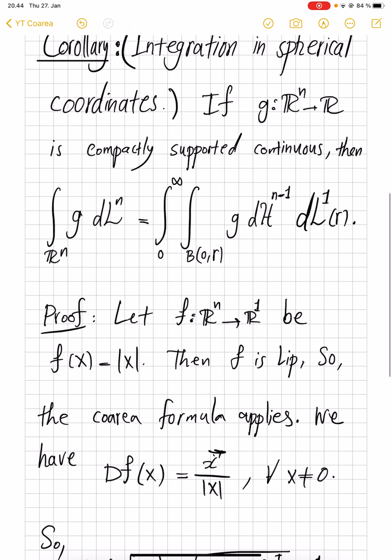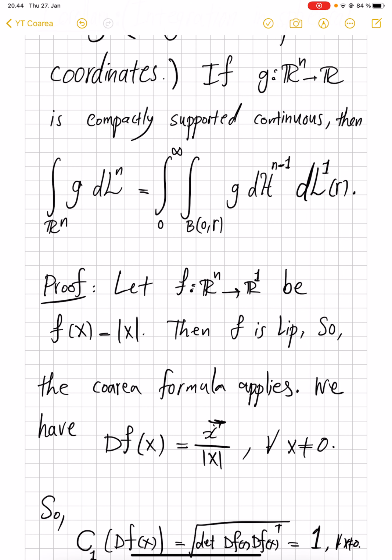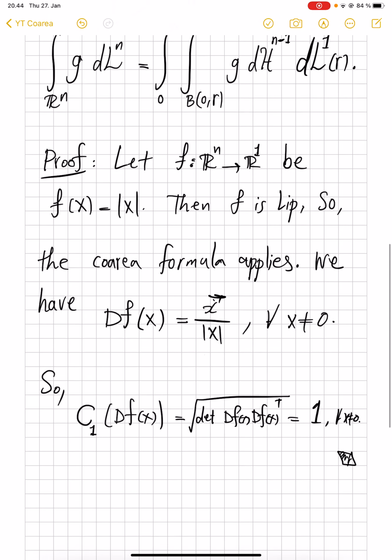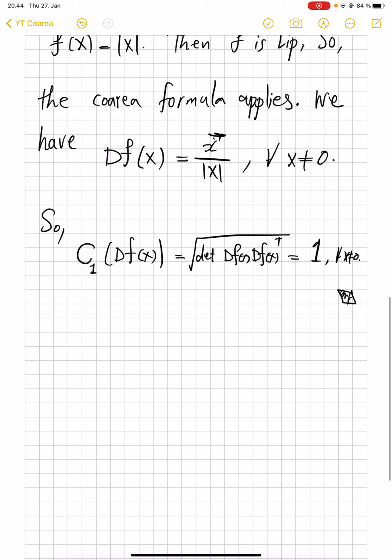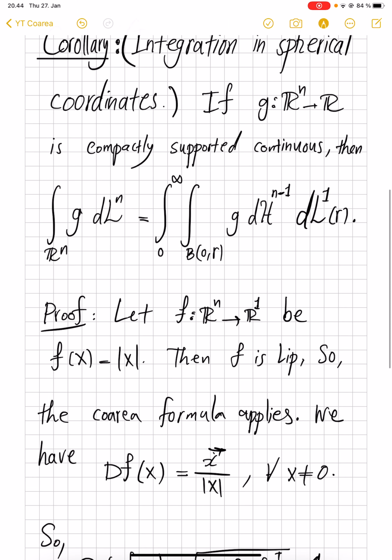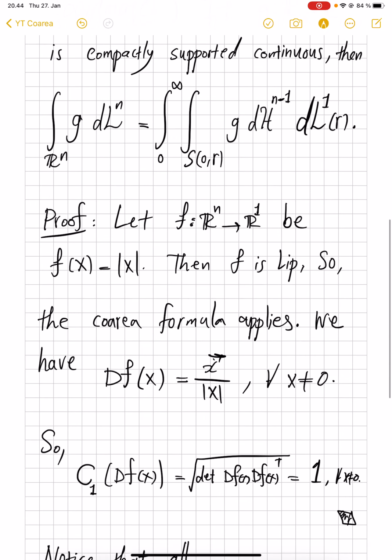But this is not exactly what we call the integration in spherical coordinates. Where is this factor r to the power n minus 1? Where are the angles? To get that version from this one, the bridge is that, okay, I've messed up with the notation. B here is really just the sphere, not the disk, so just the boundary of the ball.